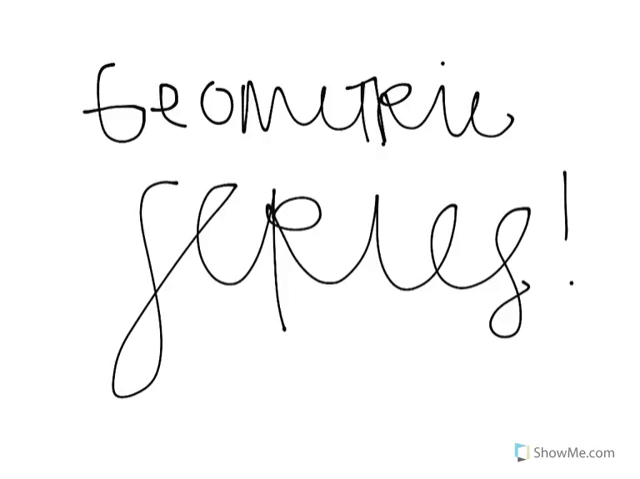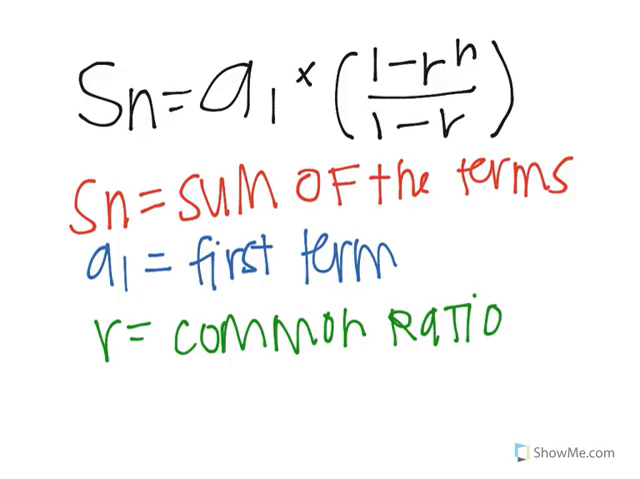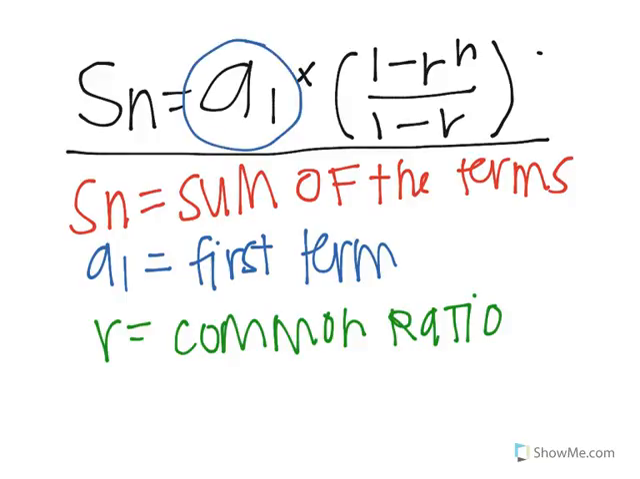Okay, now we're going to do the geometric series. The sum of a geometric series is this equation right here. So S sub n is the sum of the terms, and n, we remember, is the number of terms that you're finding. A sub 1 is the first term right here, and r is the common ratio, which we'll show you how to find in the next example.